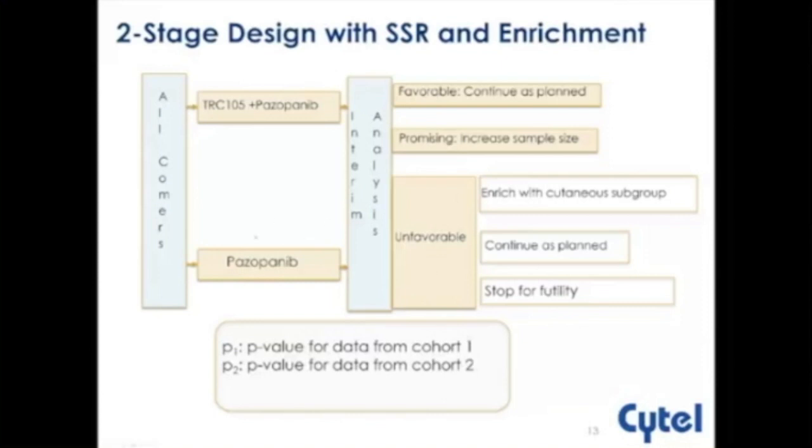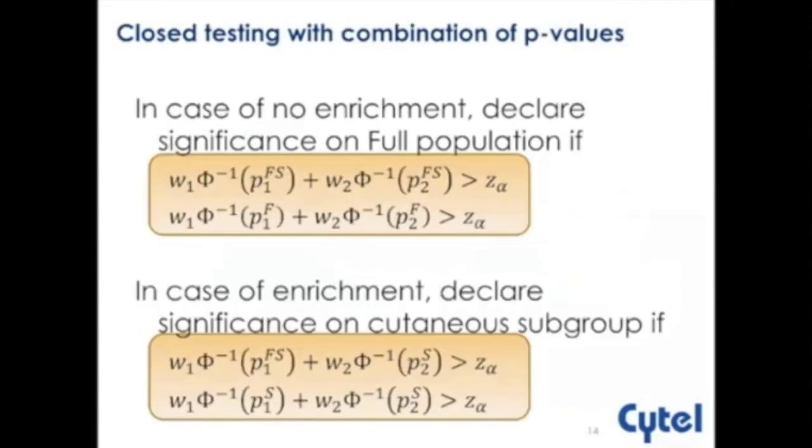As you can see, as we mentioned, there are two cohorts. It's a two-stage design, so there's going to be a p-value from the data from cohort 1 and a p-value resulting from the data from cohort 2. And we're going to be ensuring that type 1 error is preserved by performing closed testing. So the closed testing uses, obviously, a combination function and a condition on the combination function, whether we are in the case of no enrichment or in the case of enrichment. These particular designs are available in East 6.5 for time-to-event endpoints.